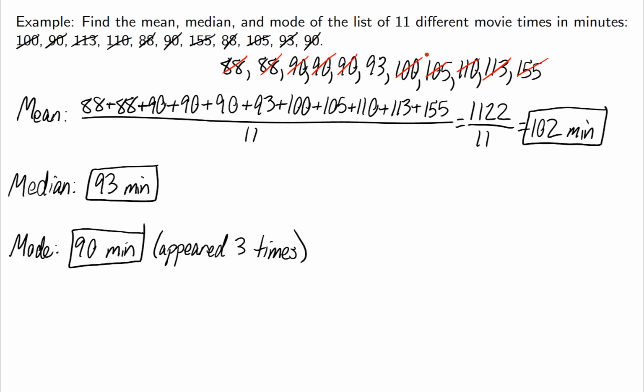If you look through the data, we get an 88 jumps to 90, 90 jumps to 93, kind of big jump to 100, 105, 110, 113, but then the 155. It jumps more than 40 minutes longer. That's what we call an outlier. An outlier can skew your mean.